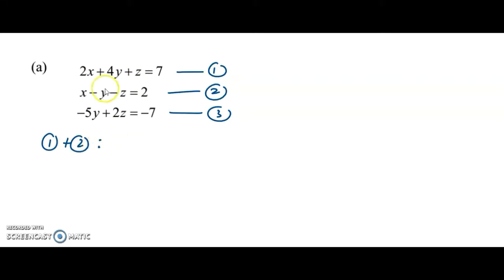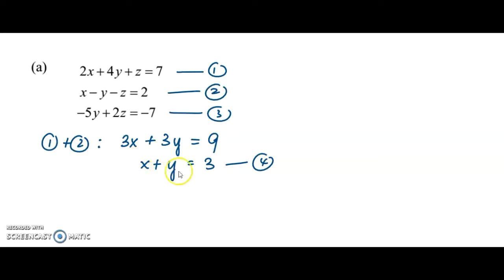So taking 1 plus 2, I have 2x plus x, I get 3x. And 4y plus negative y, you have 3y. Where z plus negative z, you get 0. 7 plus 2, you have 9. In this equation we can see that both the left-hand side and right-hand side can be divided by 3. So I will simplify it, and I have x plus y equals 3. I will name this equation 4.